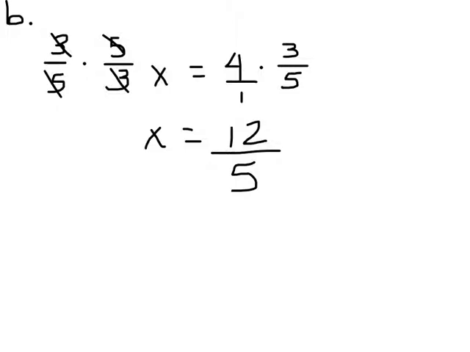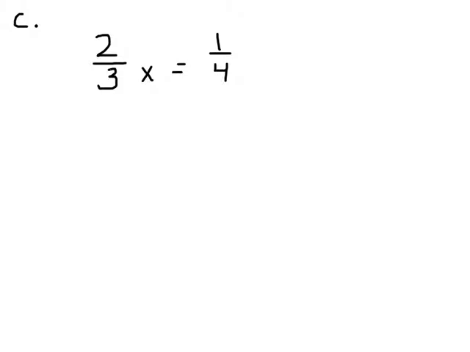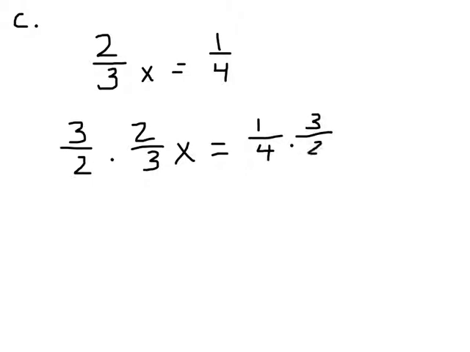Go on to C. The reciprocal of 2/3 is 3 over 2, times 2/3 x equals 1/4 times 3 over 2. And these will cancel each other out, leaving me x equals 1 times 3 is 3, 4 times 2 is 8, 3/8.